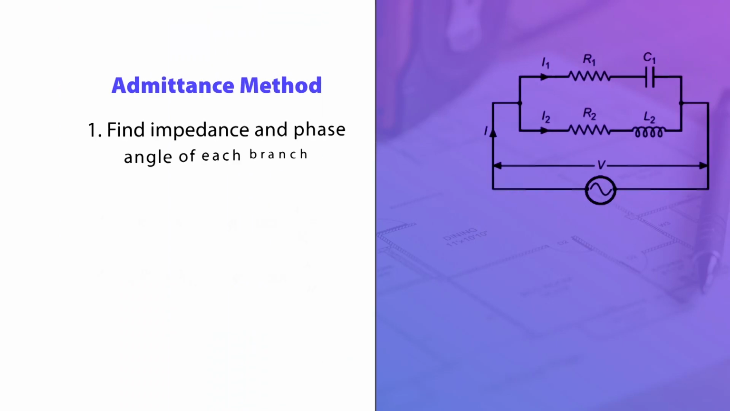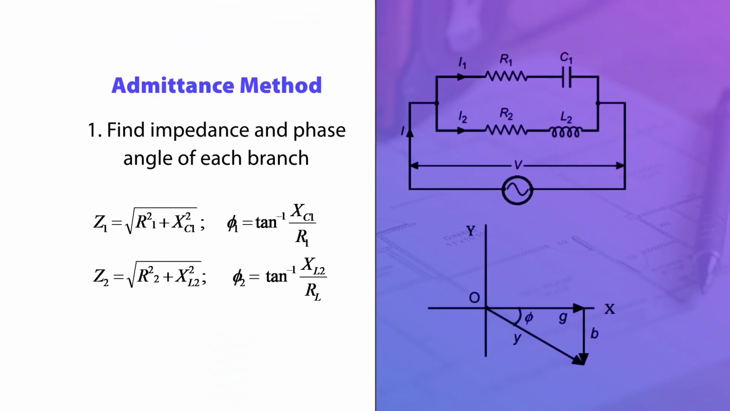Here you can see in the figure that in branch 1 there is one resistance R1 connected in series with capacitance C1. In branch 2, in which current I2 is flowing, there are two elements, a resistance R2 and inductance L2. These two elements are connected in series. So branch 1 and branch 2 are connected in parallel, and across these two branches the supply voltage V is connected, and total current I is flowing in this circuit.